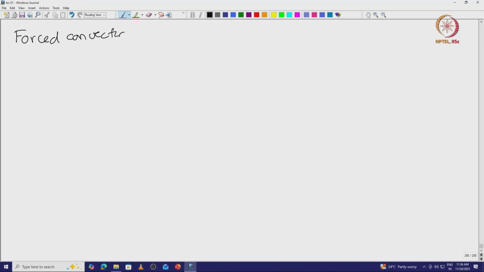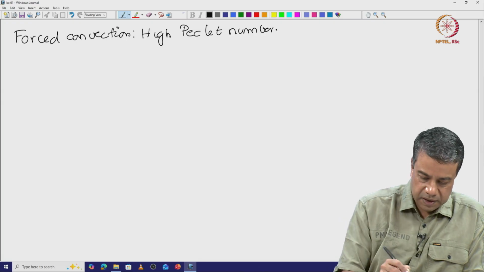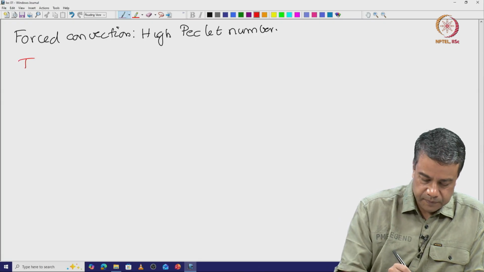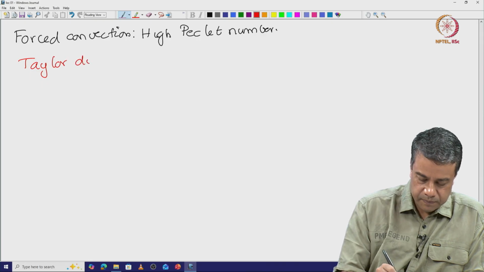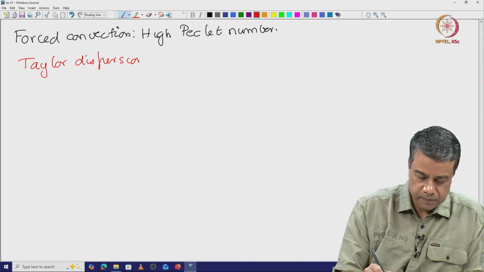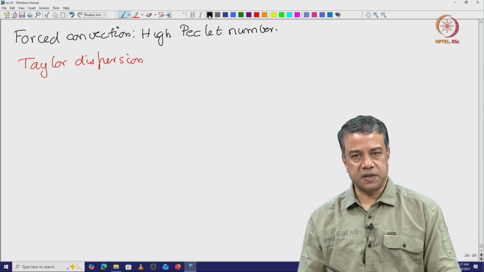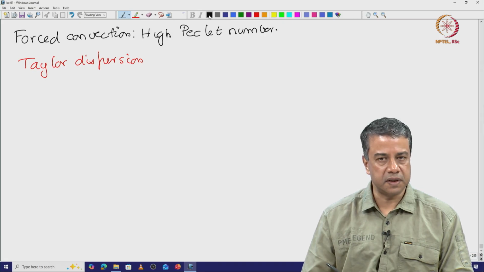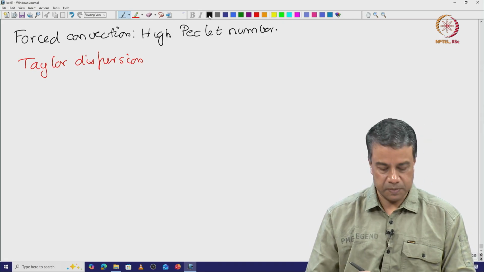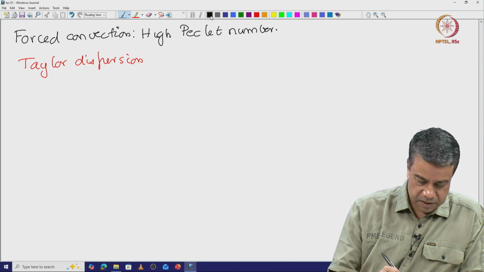Here we will start another topic also in forced convection, at high Peclet number, which is what is called Taylor dispersion. This is the axial dispersion in a pipe, once again at high Peclet number. So, the typical configuration looks something like this.